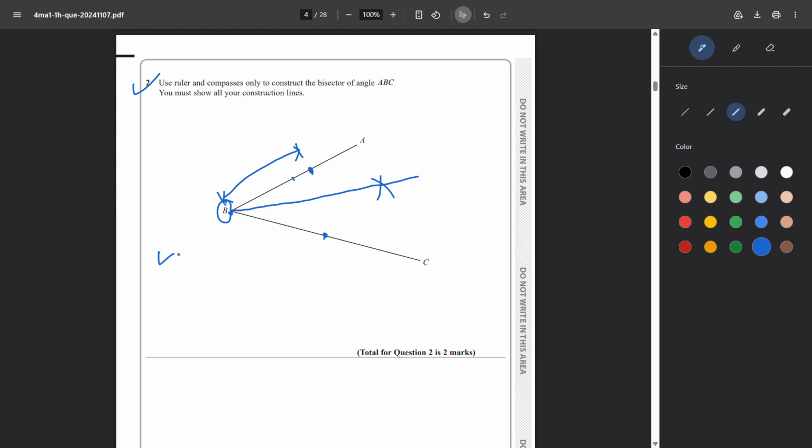I hope this question is clear. Always remember this: you have to consider more than half distance of both the lines, and that distance should be the same. That distance should be the same, meaning if this one is x, then this will also be the same distance. Remember this.